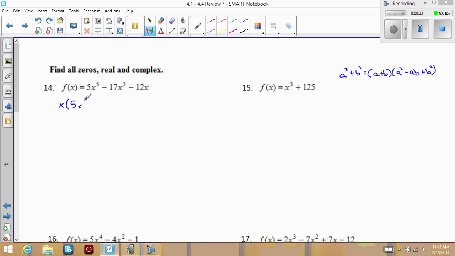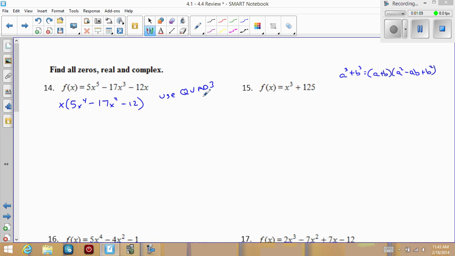5x to the fourth minus 17x squared minus 12. And if you look at this 5x to the fourth minus 17x squared minus 12, it's three terms. In the middle term, the exponent is half of the first. So that means we can use quad 3. And what we have to remember, though, is that this is not a true quadratic, it's x to the fourth.